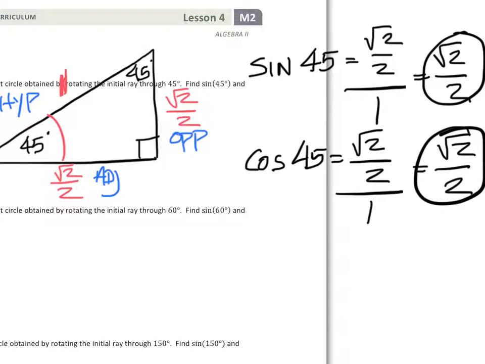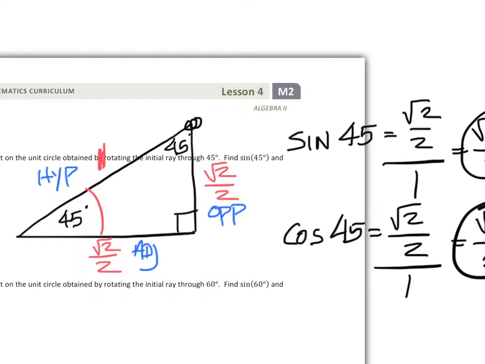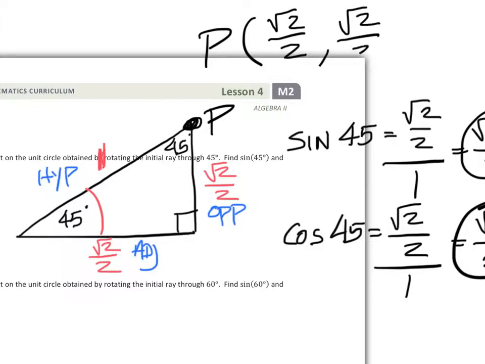But don't forget that you have point P here, and we have the coordinates of that. From the center, we go over to the right square root of 2 over 2, and then we go up square root of 2 over 2.